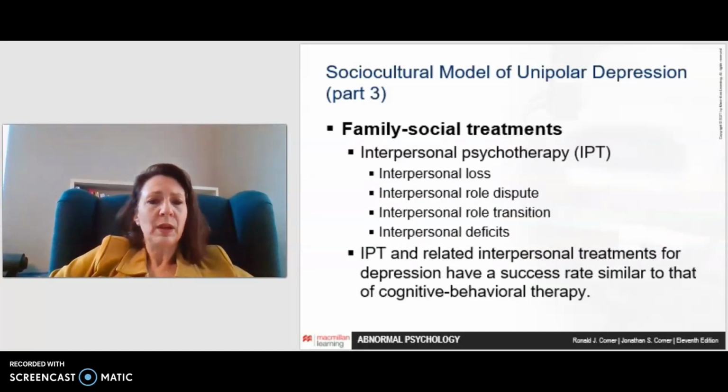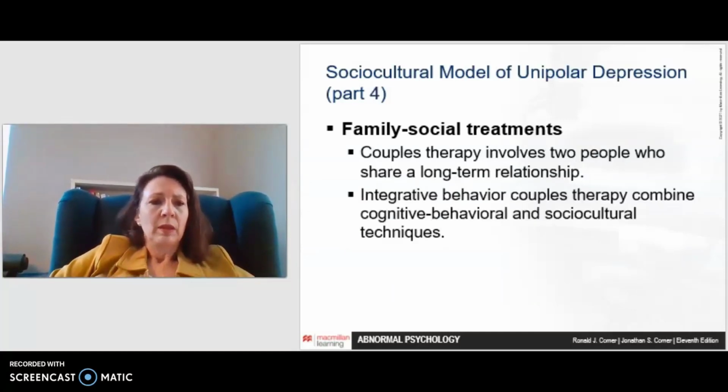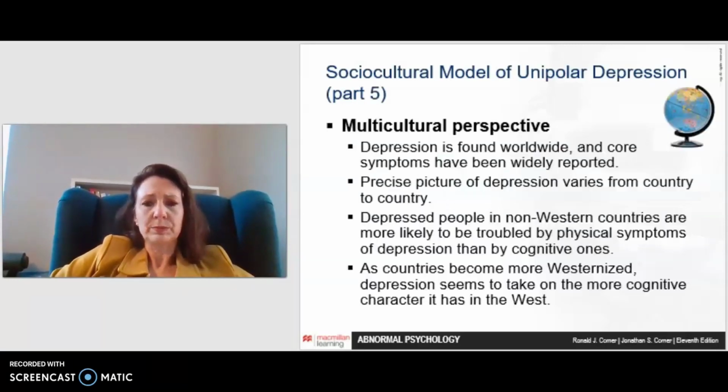Family and social treatments involve interpersonal psychotherapy that help people with loss, with role disputes, with role transitions in life, and with interpersonal deficits. And these types of treatments have a success rate that is similar to that of cognitive behavioral therapy. Family and social treatments may include couples therapy, and they may integrate couples therapy with CBT and other sociocultural techniques.